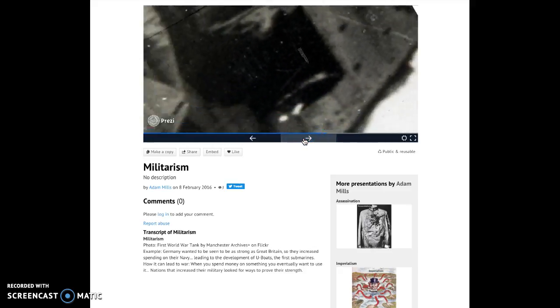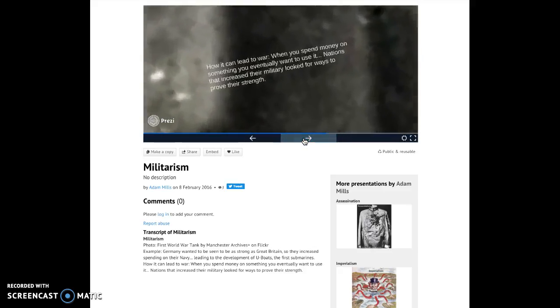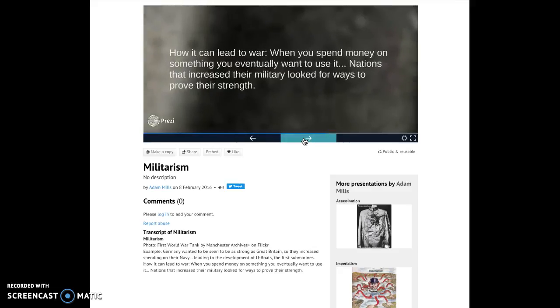How can this lead to war? If you spend money on something, chances are that eventually you will want to use it. Nations that militarize will eventually want to find reasons to go to war to use their military equipment.